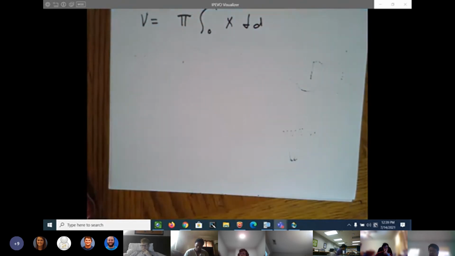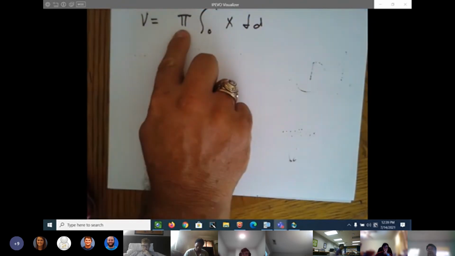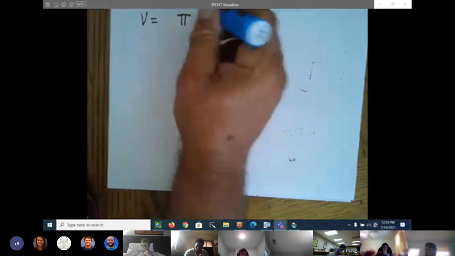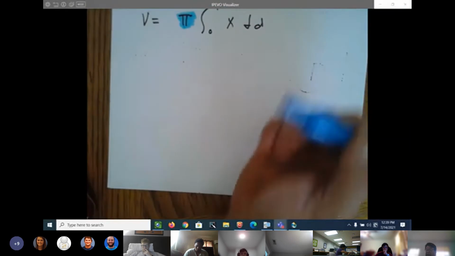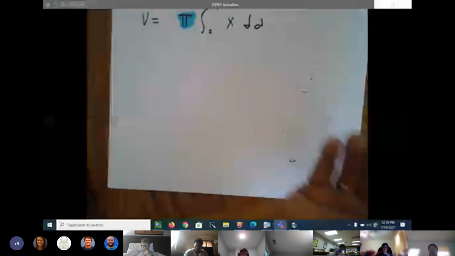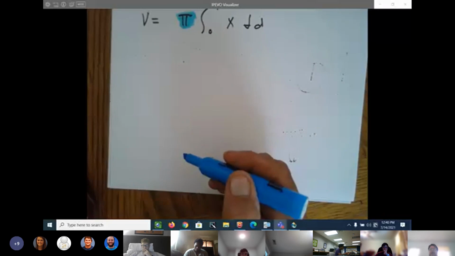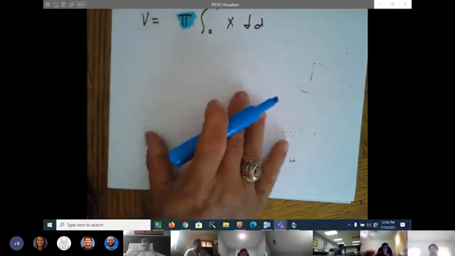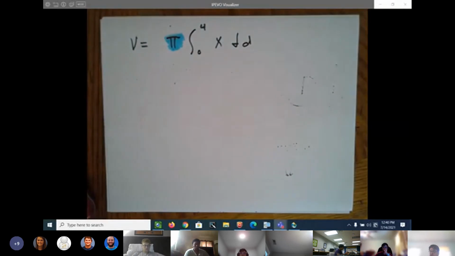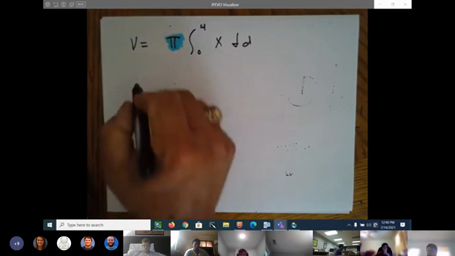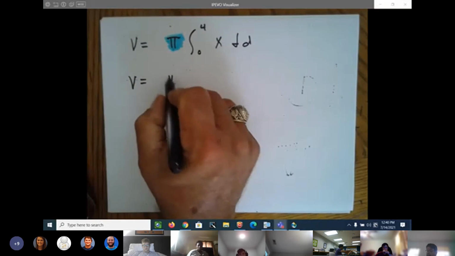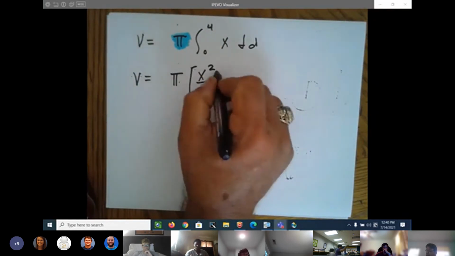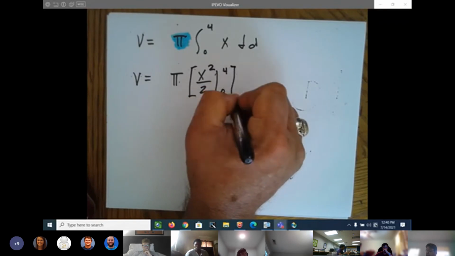Now, do you see this in the future? Yes. So I'm going to highlight that blue because I want you to make a note of it: pi is a number and you just take it out of the antiderivative so you don't have to worry about it. You're going to see that in the future. So we've got V is equal to pi times x squared over 2, evaluated at 0 and 4.